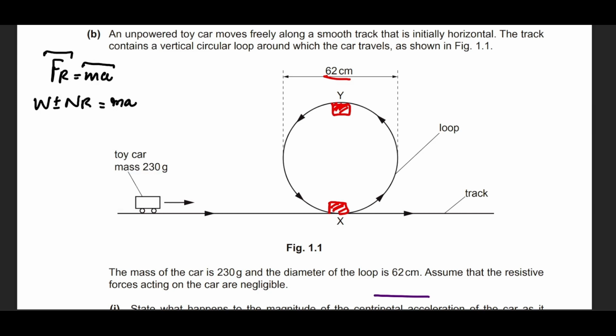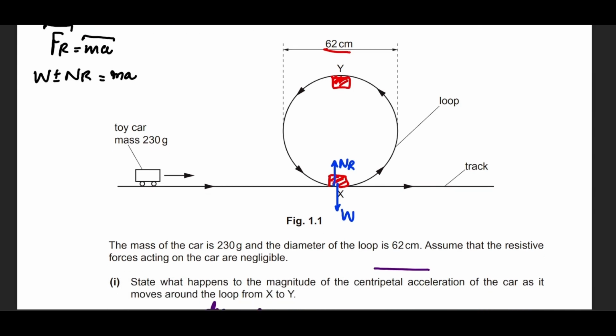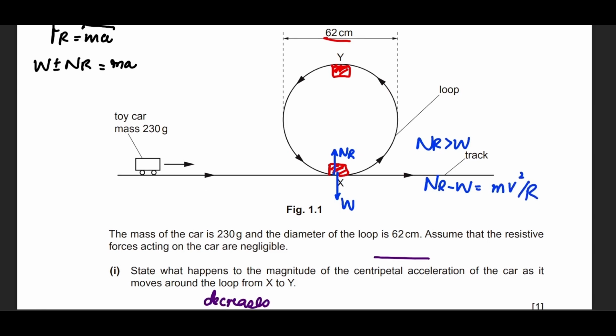So when it is at point X, the weight is downwards, the normal reaction is upwards, and in this case, most definitely, both are actually in the opposite direction, right? So normal reaction at the bottom, in this case, normal reaction should be greater than the weight. Only then the resultant will be in this direction, causing centripetal acceleration, right? So this will be NR minus W equals mv squared over r. Okay.